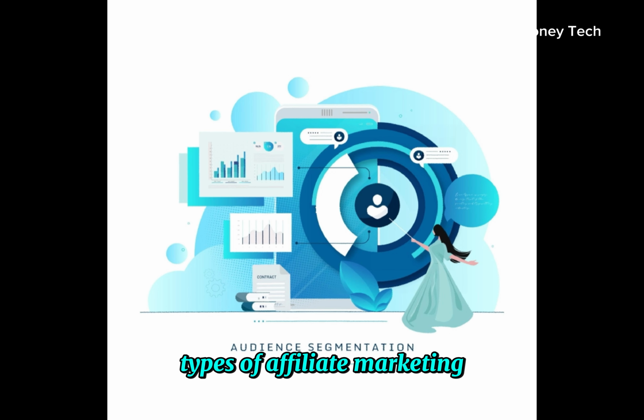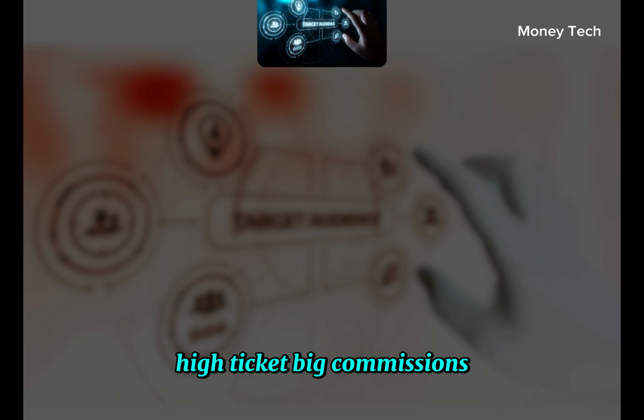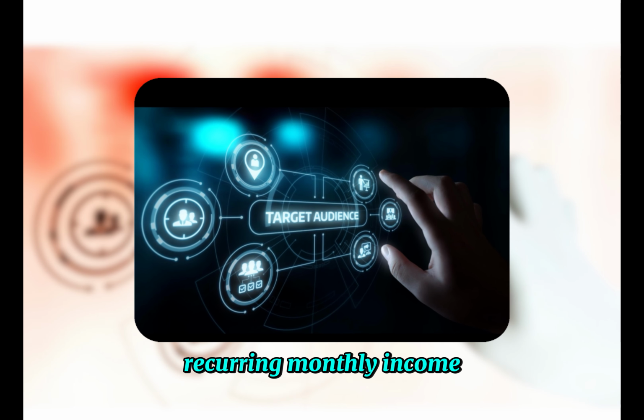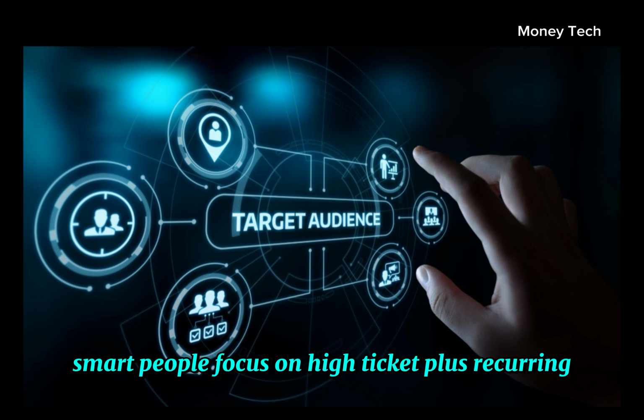Types of affiliate marketing: low ticket, small commissions; high ticket, big commissions; recurring, monthly income. Smart people focus on high ticket plus recurring.